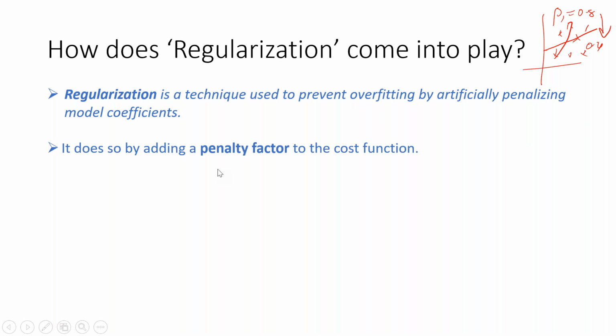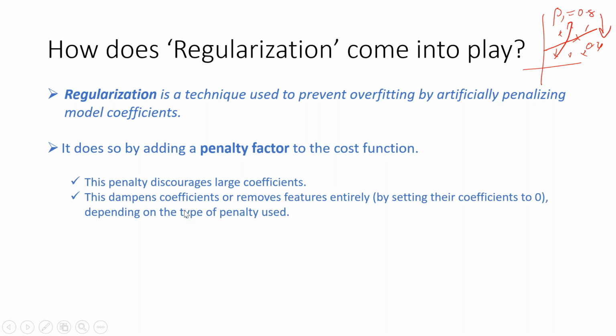It does so by adding a penalty factor to the cost function. As I told you, to the already existing cost function, we add something on top of that, which we call the penalty factor, and then minimize again. Then beta 1, which was 0.8, because of that factor should automatically, mathematically, come down to 0.4. That is the idea. So the penalty discourages large coefficients. This dampens coefficients based on how you apply the penalty.